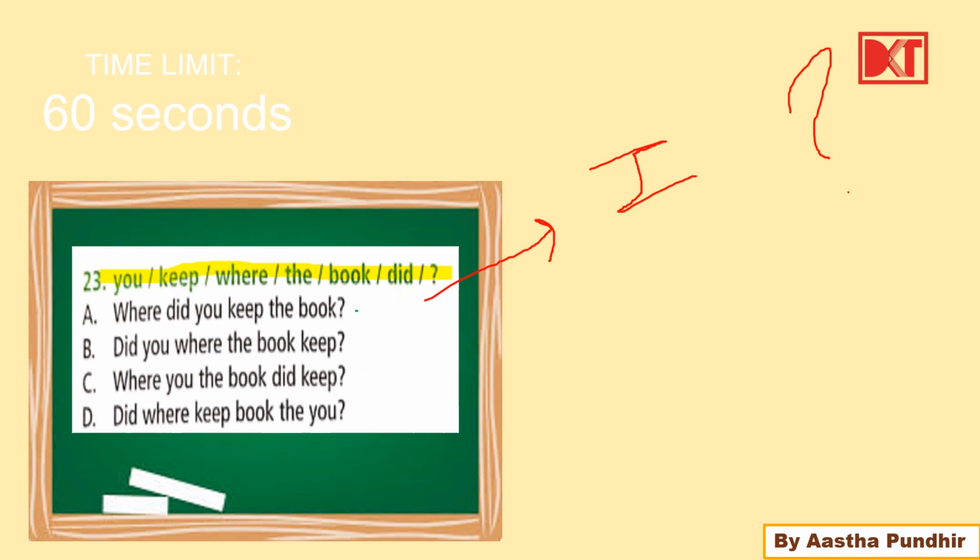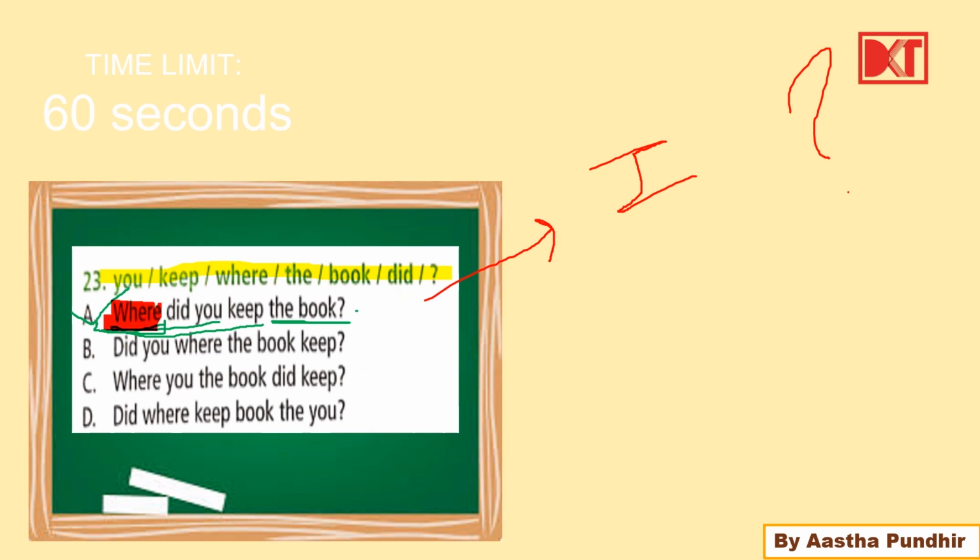Now here the correct answer is A, which means it is beginning with our interrogative word, which is where. Where did you keep the book? What is the subject? The book. What action is being done on the book? The book is being kept. And where is the question? That where is exactly the book being kept? That is the question. Alright.